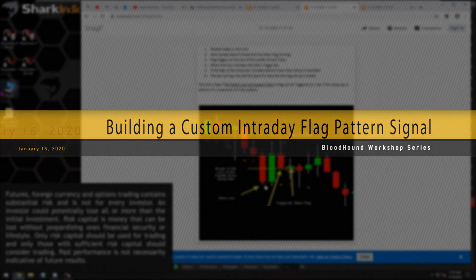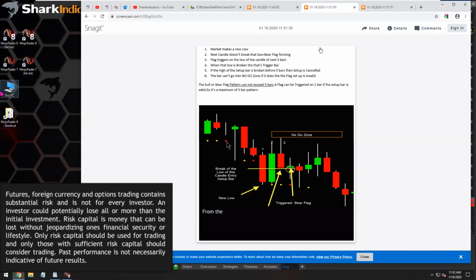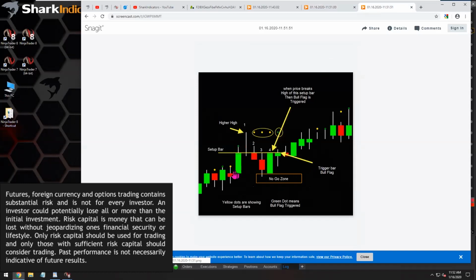All right, so this question revolves around an intraday flag pattern. What we're looking for is either a new low forming for the day. All right, that's the first step. Or here we have the opposite, a new high forming. And this new high, I think, illustrates better what's going on here.